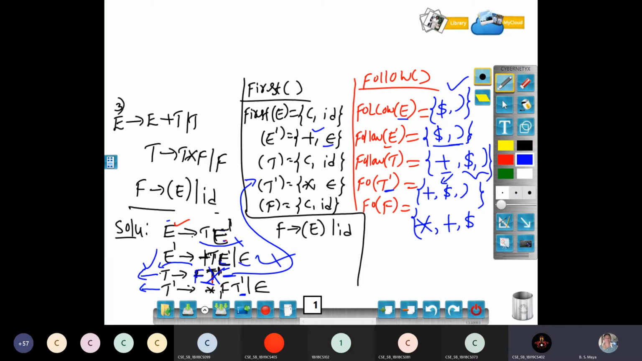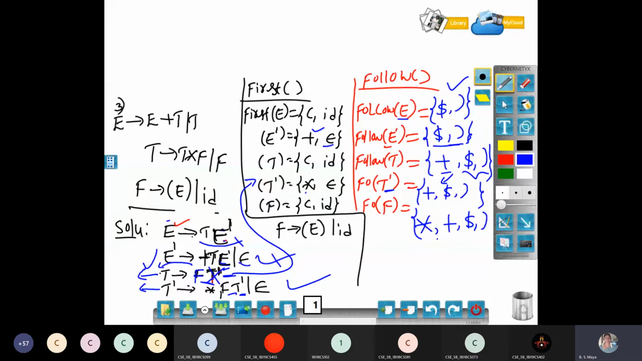Plus, dollar and closing parenthesis. Okay, the third production is over. Let us come to the fourth production. F is there. What is there in front of F? Same T dash. You already copied on T dash, so there is no need to copy. Then it is epsilon.